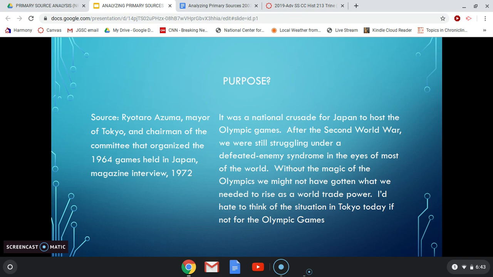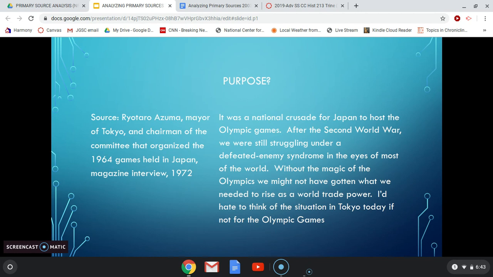So, when we're analyzing a source, we can't always know exactly what the source's purpose actually definitely was. But we can talk about what the purpose might have been based on what we know about the source when it was written and all this. He was mayor. He's now talking 8 years later. We don't know from this information whether he's currently still mayor or not. Probably not. Not many people stay mayor that long.